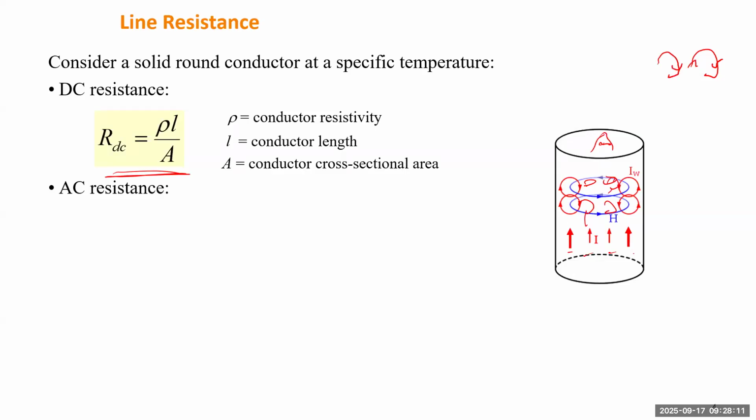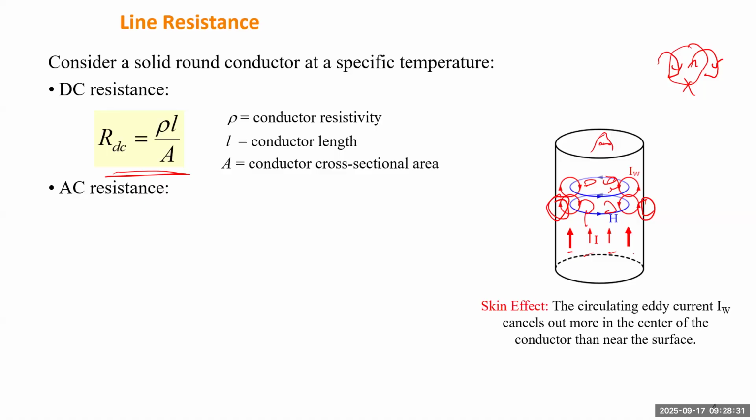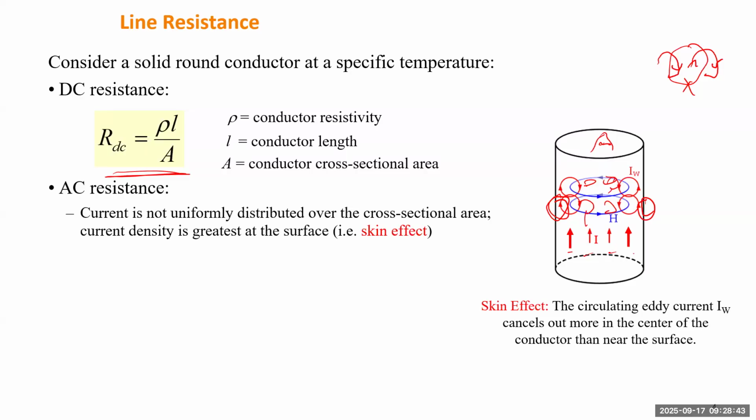So actually, those 2 arrows are just pointing in different directions. Finally, they are canceled. So inside the conductor, the eddy current can be smaller. If you have more eddy current inside the conductor, they will cancel each other. But on the skin, the eddy currents are harder to cancel. That will make the current near the skin higher than the current in the center of the conductor.